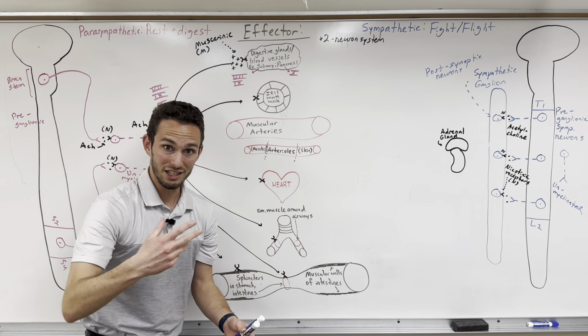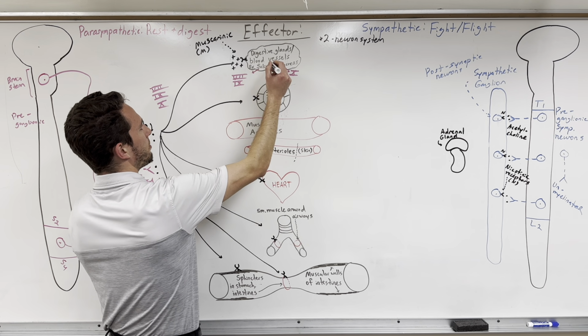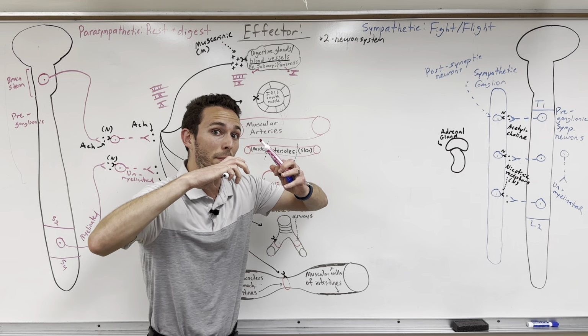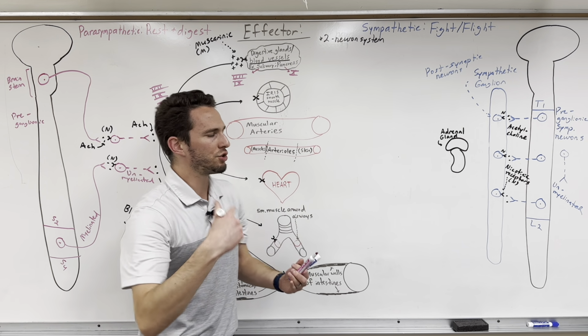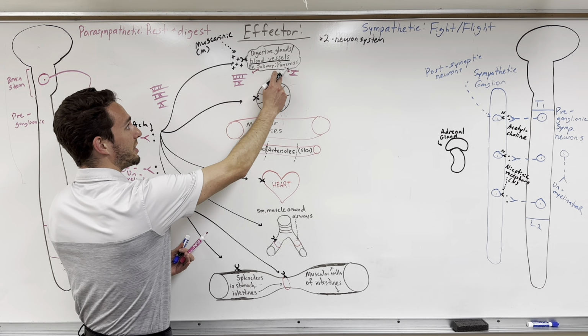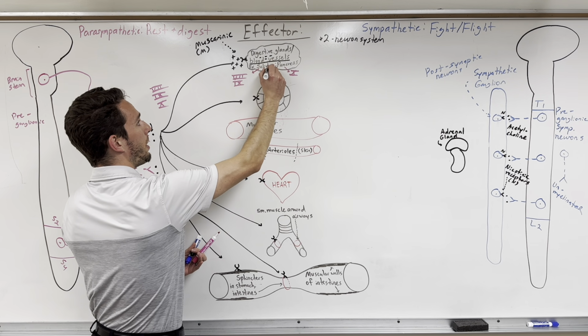Wonderful. Now what's interesting is it'll also talk to the blood vessels. Now the blood vessels associated with your digestive tract need to open up, relax, in order to get the nutrients into them. So what's interesting is acetylcholine, while stimulating these glands, is actually going to inhibit the blood vessels to open them up.